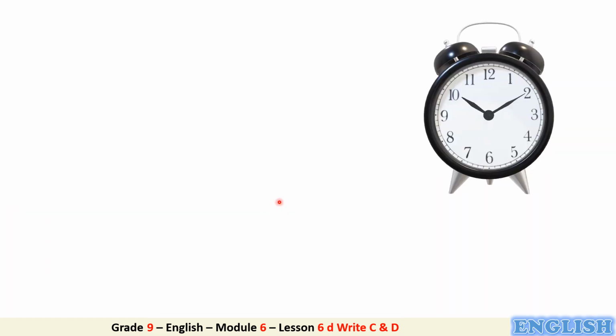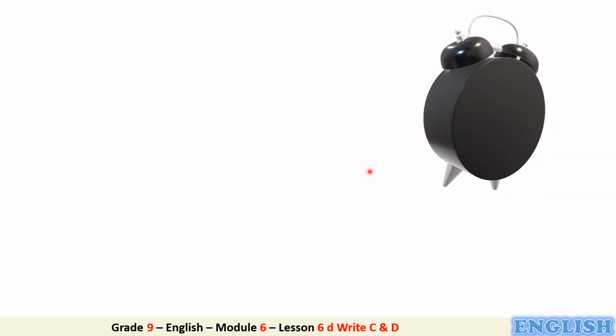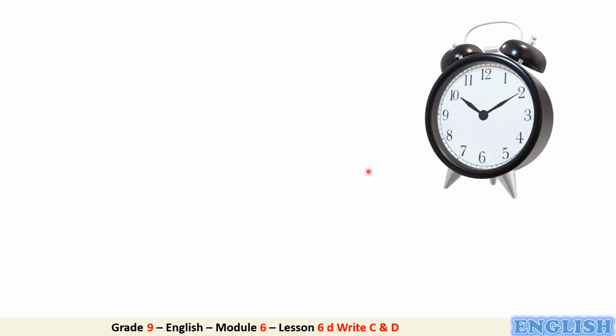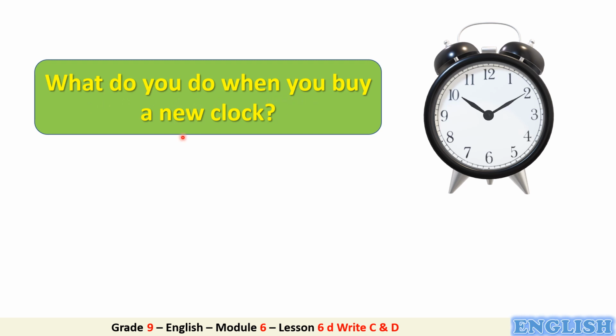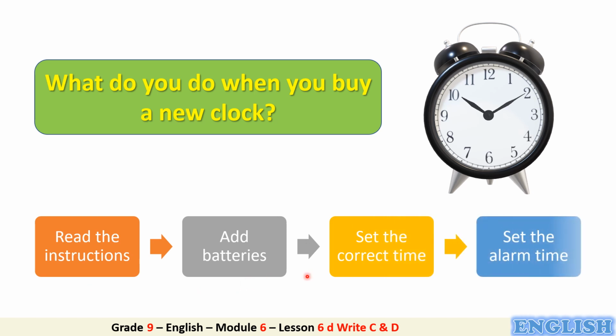As you know, my dear students, time is very important in our life. So, everyone should have a clock. What do you do when you buy a new clock? First, you read the instructions, then add batteries, then set the correct time, and finally set the alarm time. These 4 steps describe a process. Let's see this process in detail.